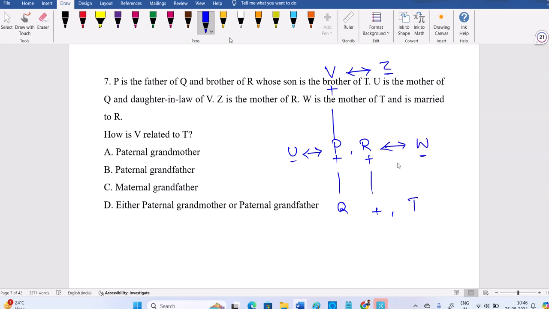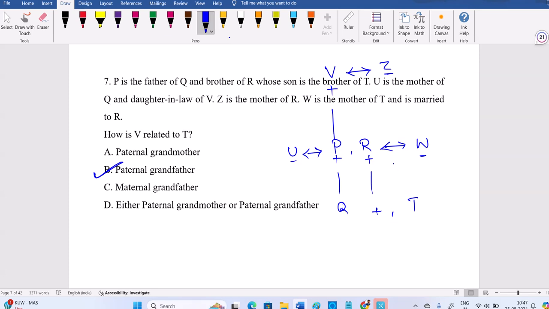So this is what the entire... Now the question is how is V related to T? We'll get it like grand paternal, father side only. Paternal grandfather, there is no doubt. Not either or, we can give grandfather directly. Assist from father side is paternal, mother side means maternal will come.